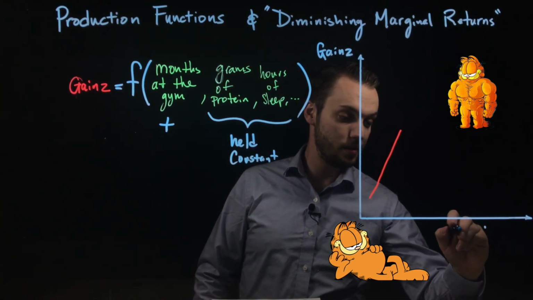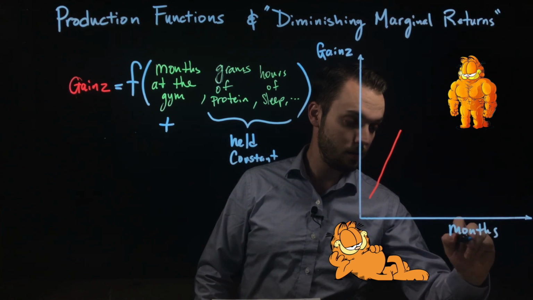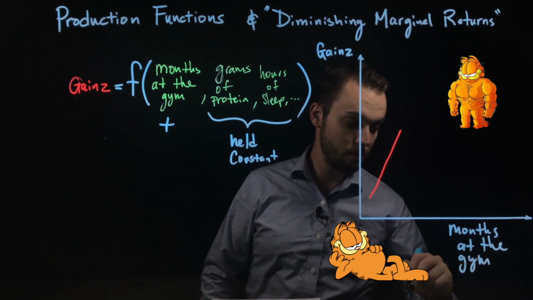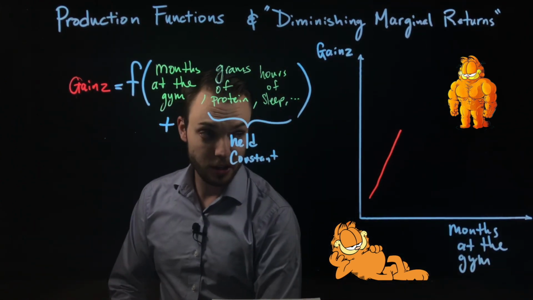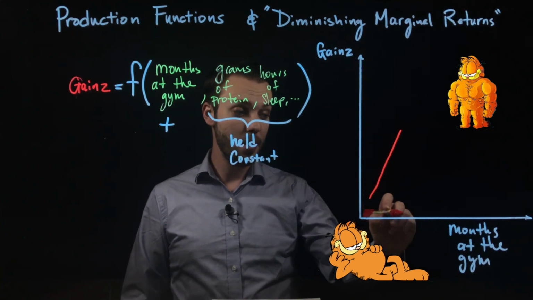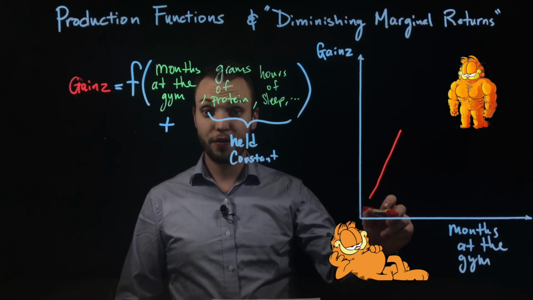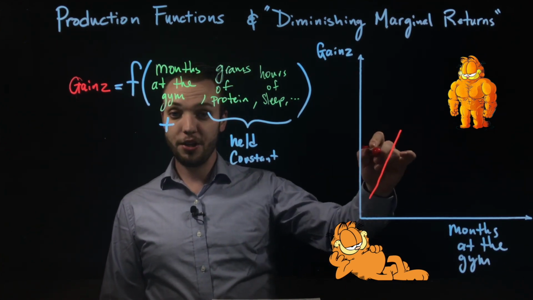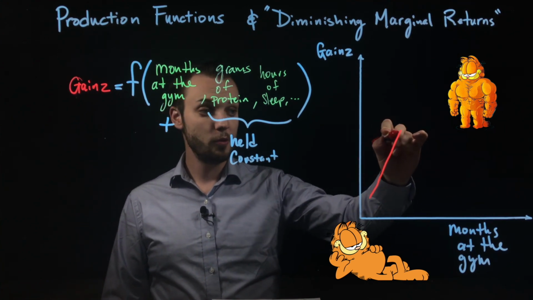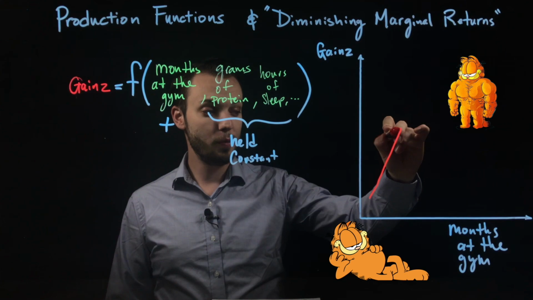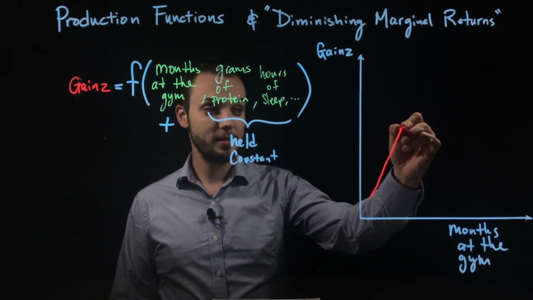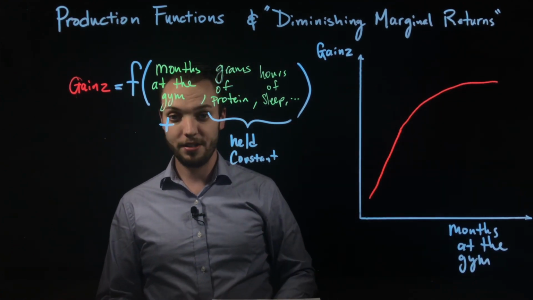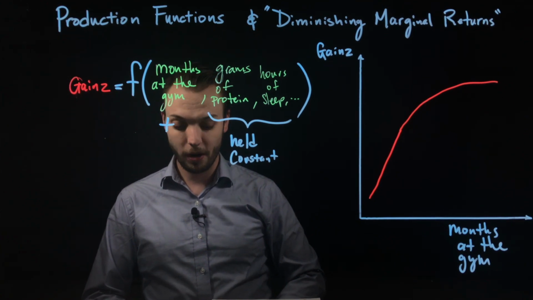And again, I'm going to say this is months at the gym. Months at the gym on the horizontal axis. So initially, we see this large increase in gains as you put the first few months at the gym. But what we also might expect is that this relationship doesn't continue at the same rate, right? So we might expect that eventually you keep putting months in at the gym, but also you're getting fewer and fewer additional gains as you increase the number or the amount of time that you're working out.